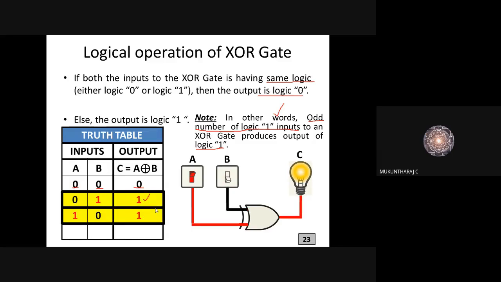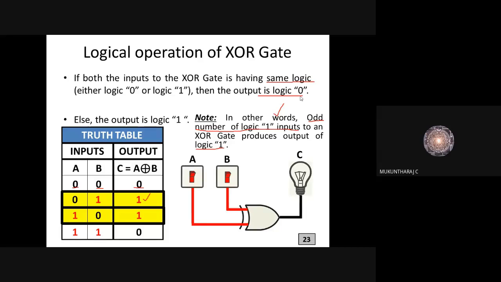Similarly, the third possible combination is 1 on input A, 0 on input B. Here also odd number of 1, so this odd number of 1 produces logic 1. Then the fourth combination, 1 1. Here we are applying logic 1 on both the inputs. That means both the inputs have the same logic 1. For this case, output will be 0.